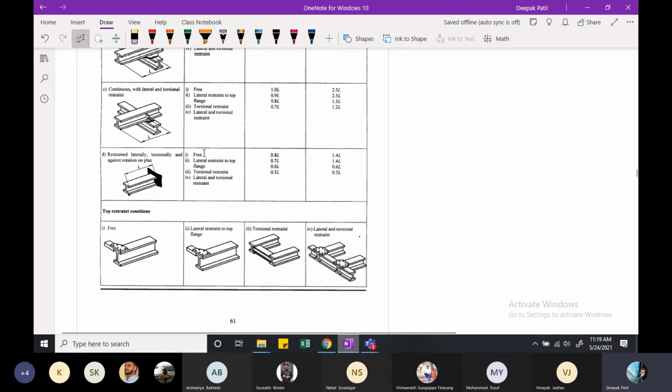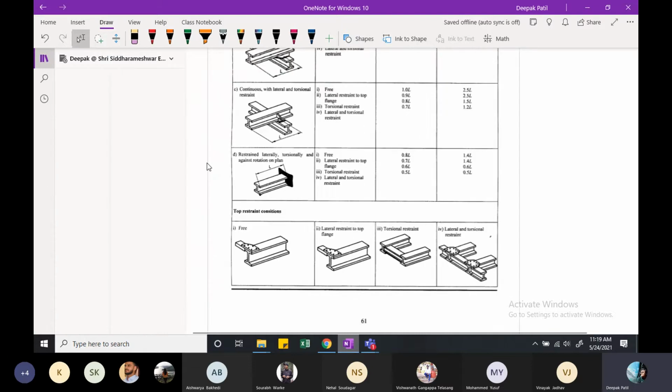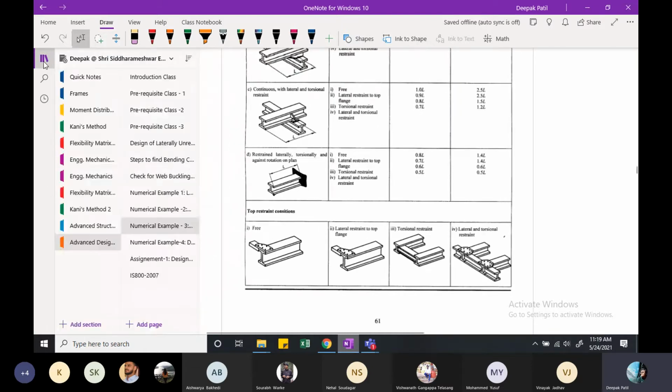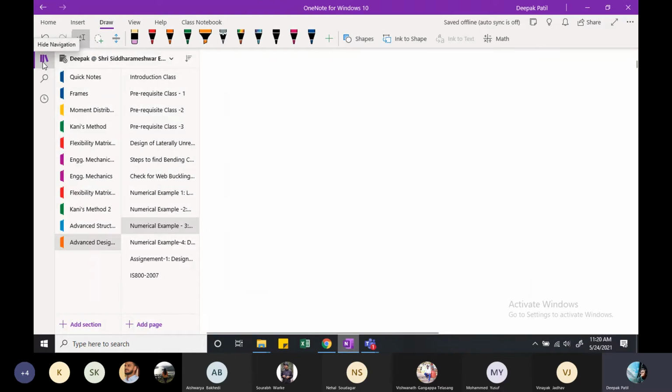But in our case, it is free at the other end. One end is already fixed and the other end is free. So I have to take it as 0.8 times L. This is the only change what you will see as compared to the design of simply supported beams and the design of the cantilever beams. You have to take the effective length correctly.